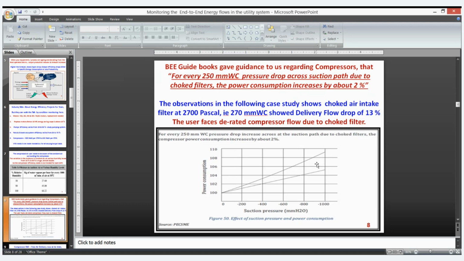But what we have observed in industries, when doing energy audits and monitoring the compressor delivery flow for a choked filter and a clean filter, the difference is almost 13%. This is the area each and every industry user has to wake up to and see what can be done for this asset. The BEE curve says that, but what are all the other deviations happening due to a choked filter?